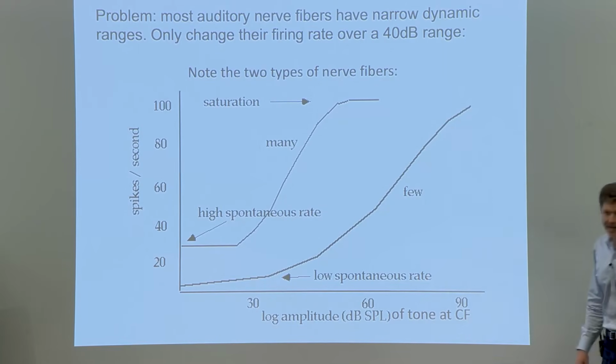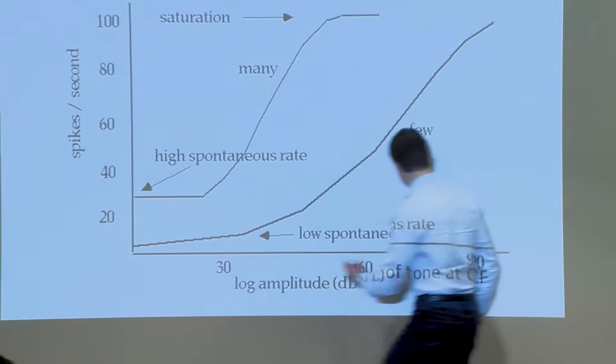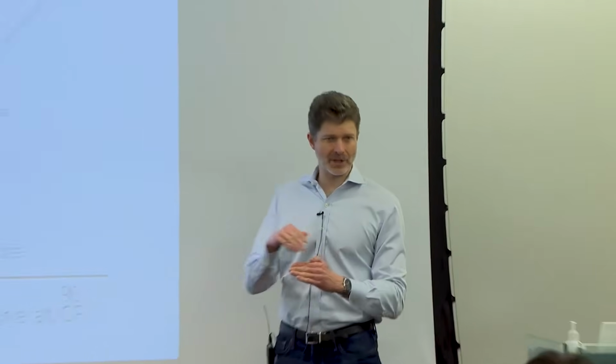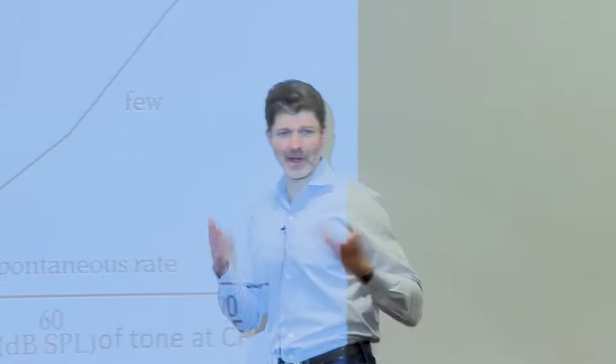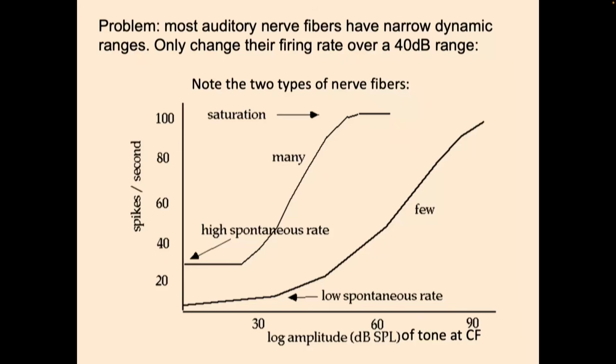Okay, so the puzzle here is that we seem to be able to register and discriminate intensities over this enormous range, from all the way down here to all the way up above here. But the nerve fibers only change their response over a fairly narrow range. So the question is, once the nerve fiber is saturated, the response isn't changing if you increase the stimulus beyond that. How could you tell that the intensity was continuing to go up? That's what's called the dynamic range problem.